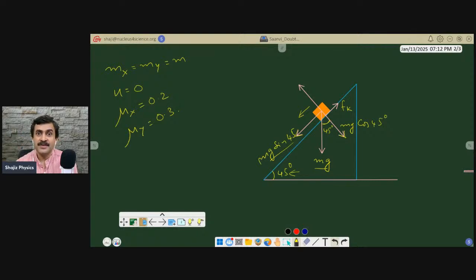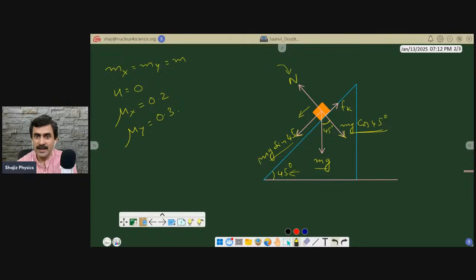The other force is the normal reaction, this one. Why is it called normal reaction? Because the box is exerting a force mg cos 45 perpendicular to the surface. So by Newton's third law, the surface will exert an equal and opposite force on the box in the upward direction. That is called the normal reaction here. But the effect of these two forces, normal reaction and mg cos 45, cancels each other.